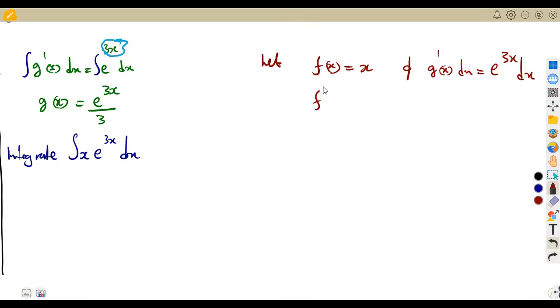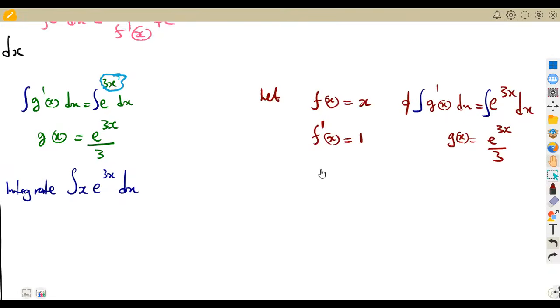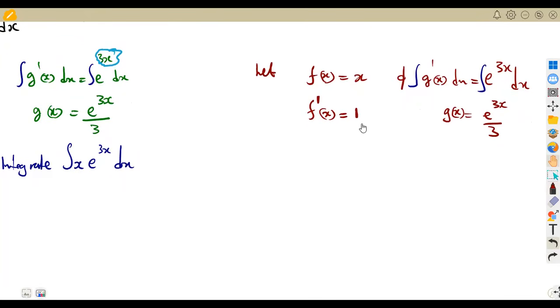All right, but anyways, let us differentiate. If we differentiate x, we get 1. Then to obtain g of x from g prime x, you integrate both sides. This is the one that we did here, and it's just going to give us g of x equal to e to the exponent of 3x over 3. I explained how to integrate e on this part, so be careful about that integral of e.